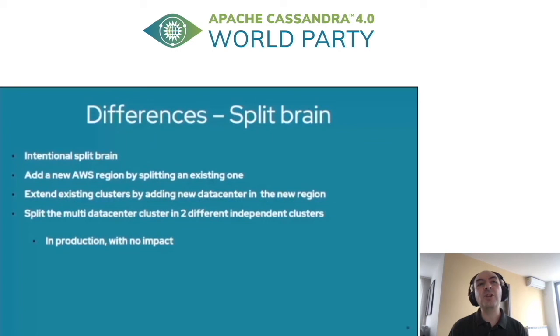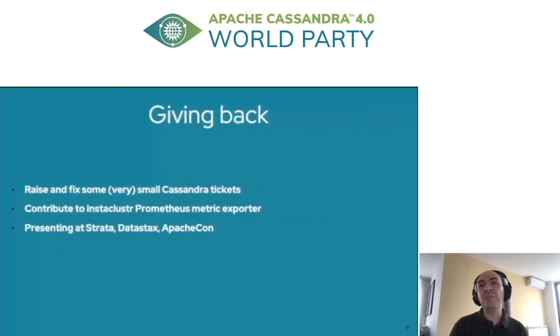This was an old situation when we had to perform an intentional split brain, something usually to be avoided in NoSQL databases. We had to add a new deployment in a new AWS region by splitting an already existing one. We extended the existing Cassandra clusters by adding a data center to each, deployed in the new region. After they were synchronized, we split the multi-data center clusters into 2 independent clusters, everything in production with no visible impact for the customers.